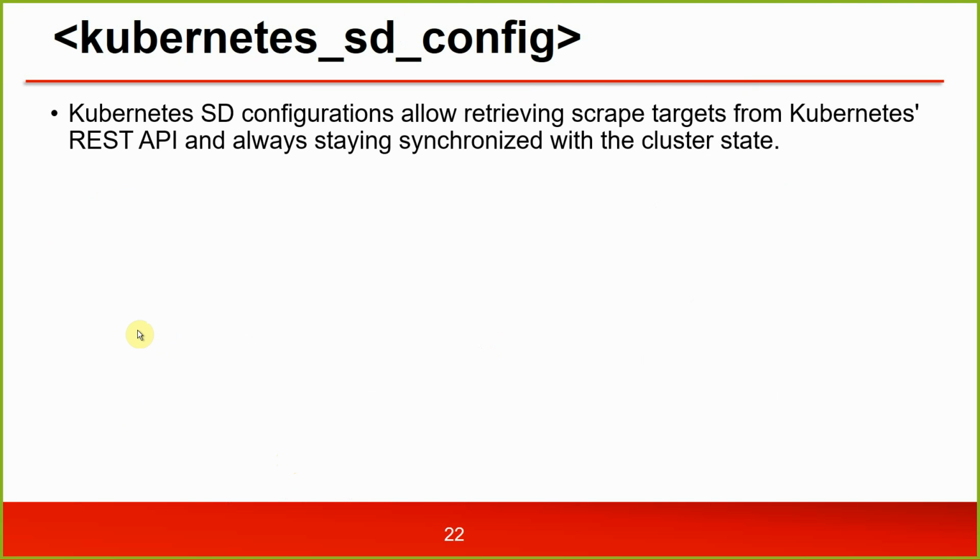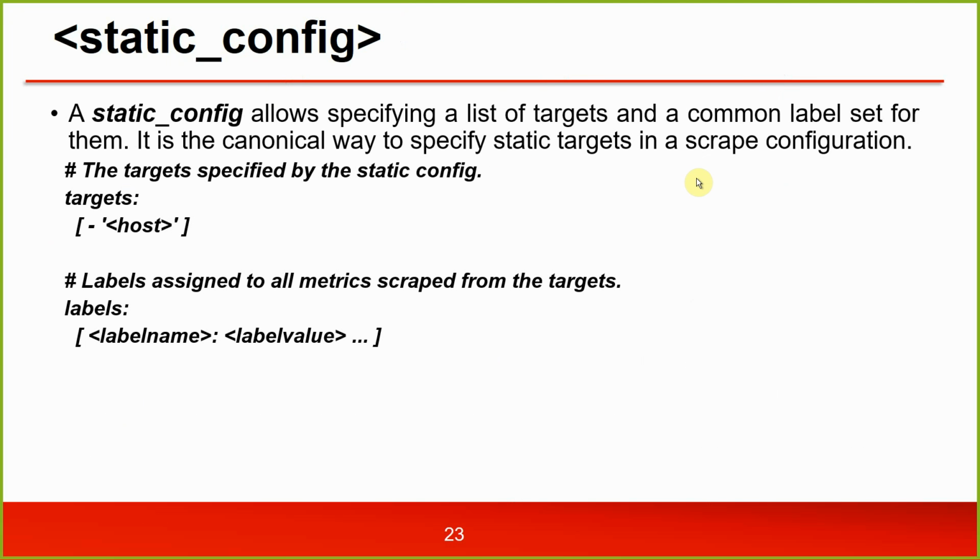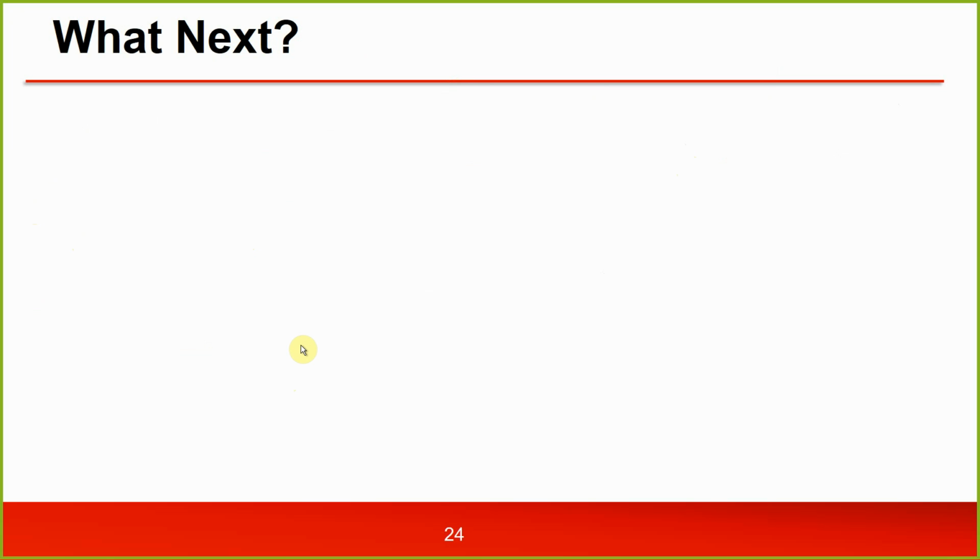Kubernetes service discovery configuration. Kubernetes SD configuration allows retrieving scrape targets from the Kubernetes REST API and always staying synchronized with the cluster state. Static config. A static config allows specifying a list of targets and a common label set for them. It's the canonical way to specify static targets in a scrape configuration. And this is how we specify the target, and this is one example, and we can specify the labels also, label name and the label value.